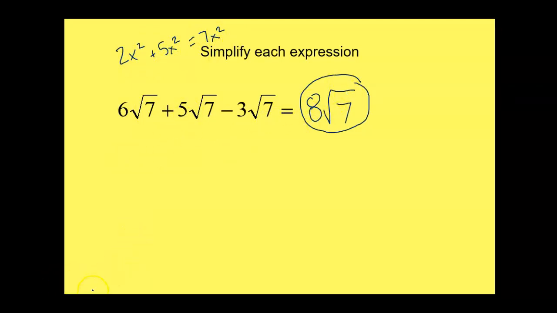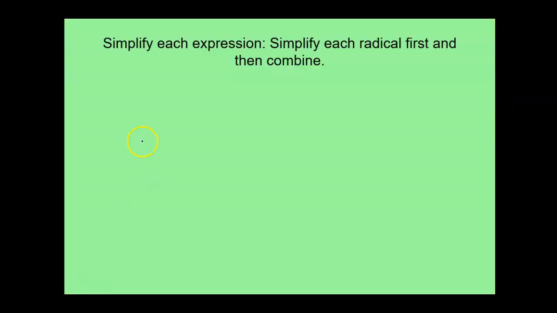Okay, so let's try another one. In this one, we have a radical with a 50 underneath. It is a square root, and then we have a radical with 32. So they're both square roots, but that number under the radical is different, so we can't simplify this yet. So what we're going to do is simplify each one individually and then see if we can combine them afterwards.